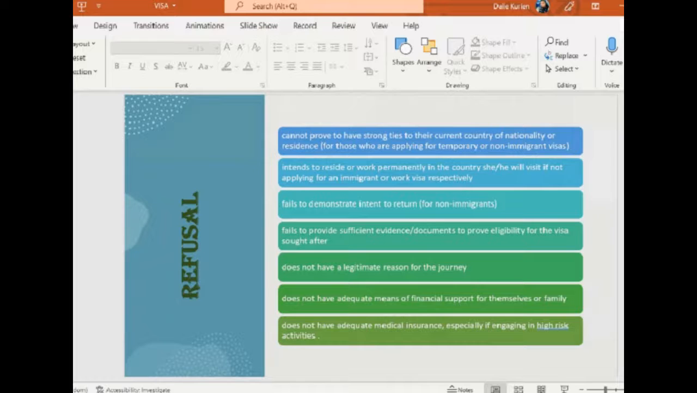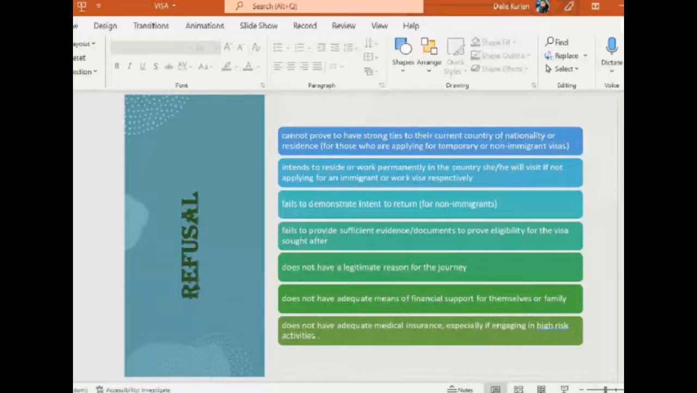Fails to demonstrate intent to return. They say that if your tourist visa is for 180 days and you do not come back before 180 days, then again your visa is refused. But that is a higher priority of penalty. Wrong jurisdiction would happen. Fails to provide sufficient evidence of eligibility for a visa, your financial security is not good. They say that even then visa refusal can happen.